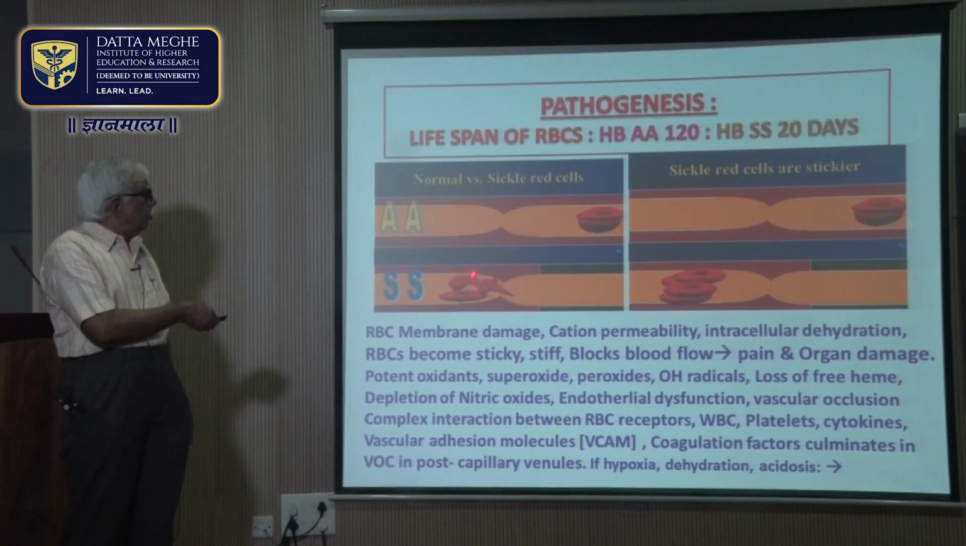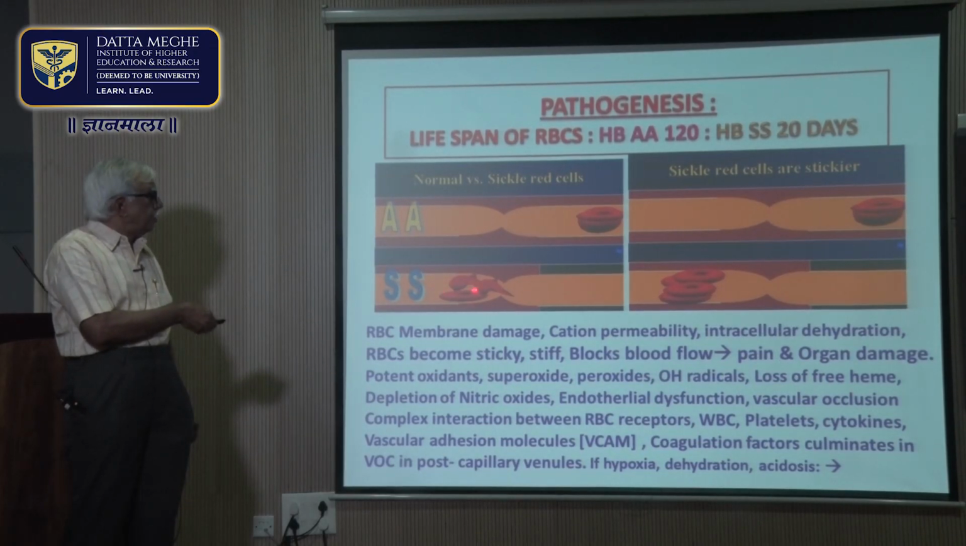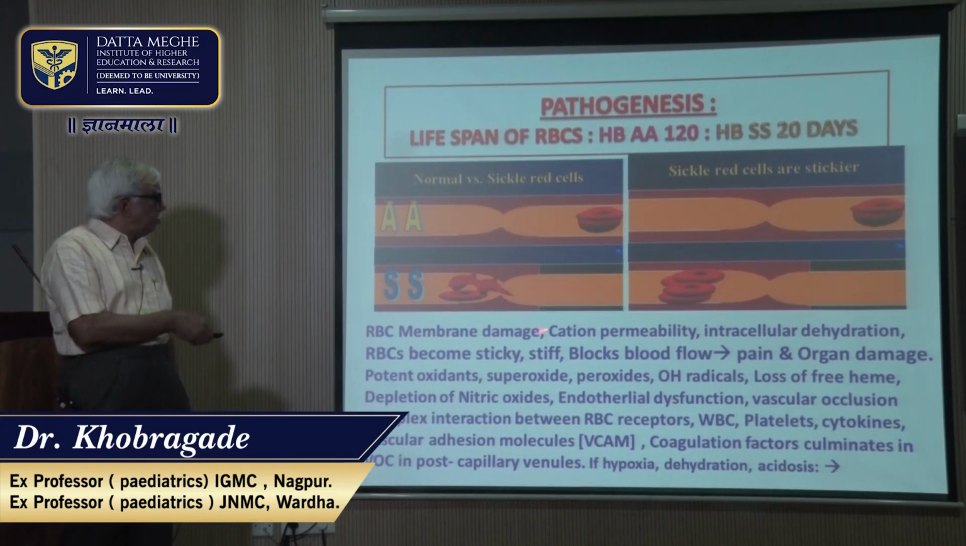So, this is normal versus a sickle cell. Normal blood flows easily, while the sickle cells are not able to negotiate through the small vessels, and they get stuck up, and that leads to a problem.